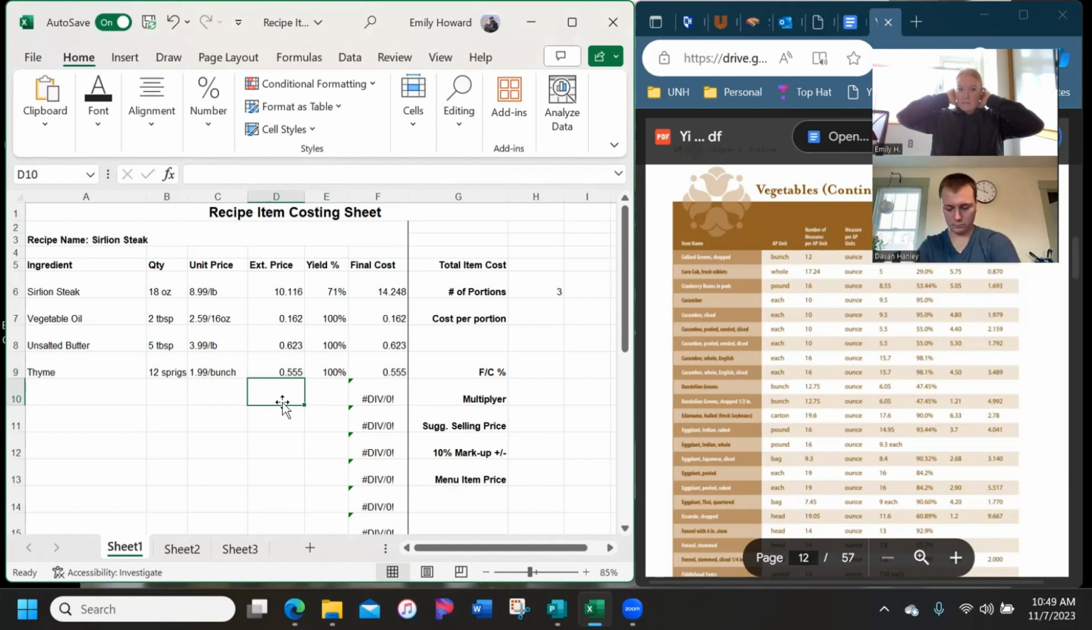But if it's not, he'll just tell you what the yield percentage is. He knows it right off the top of his head. I know. I probably would too if I was in this industry for 40-plus years.